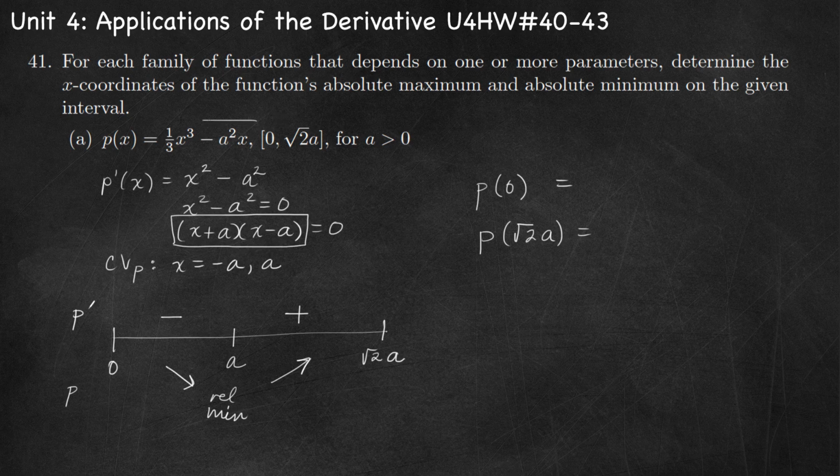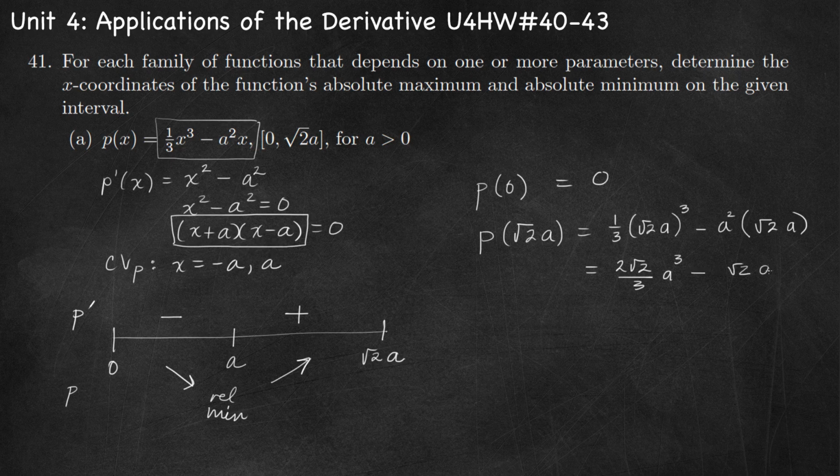P of 0, I'm looking at my equation for P of x here. P of 0 is 0 minus 0, or 0. P of the square root of 2 times a, well, that's 1/3 square root of 2 times a cubed minus a squared times the square root of 2 times a. So square root of 2 cubed is 2 root 2. So 2 root 2 over 3 a cubed minus square root of 2 a cubed.